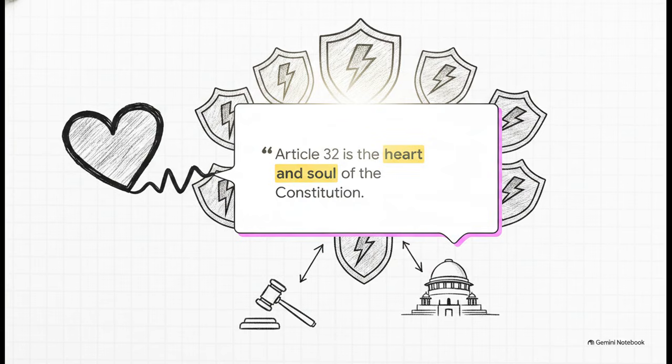Dr. B.R. Ambedkar, the chief architect of the whole Constitution, passionately called Article 32 the heart and soul of the Constitution. Why? Well, because a right doesn't actually mean much if you can't back it up, right? Article 32 is completely justiciable. It basically gives you, the citizen, the direct power to go straight to the Supreme Court if your fundamental protections are ever breached. It's literally the shield that protects all the other shields.